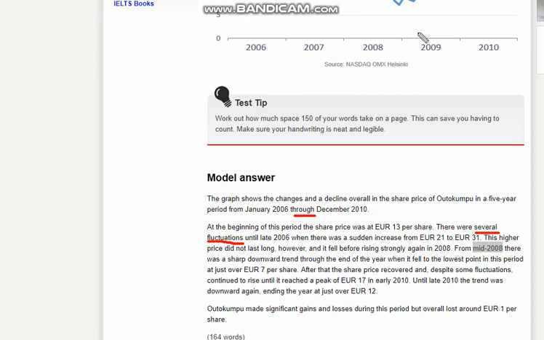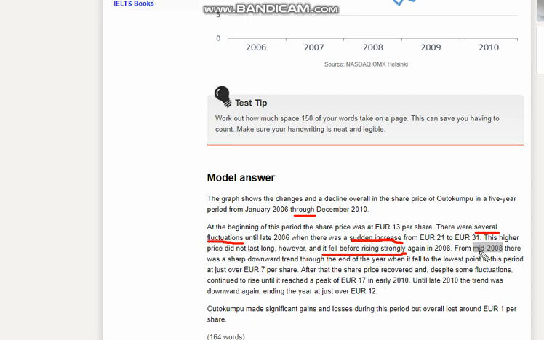Until late 2006, when there was a sudden increase from €21 to €31 — "sudden increase" is totally related with that. This higher price didn't last long. So it shows that it is possible to use that expression in writing task 1. However, it fell before rising strongly again in 2008. It fell before rising strongly. It is possible to use that in lots of writing.